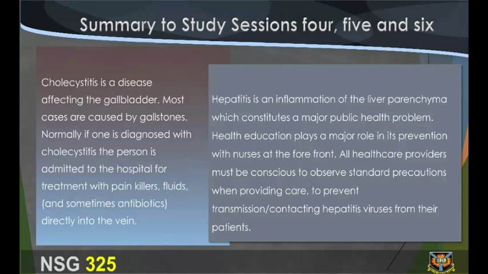Cholestasis is a disease affecting the gallbladder. Most cases are caused by gallstones. Normally, if one is diagnosed with cholestasis, the person is admitted to the hospital for treatment with painkillers, fluids, and sometimes antibiotics directly into the vein.